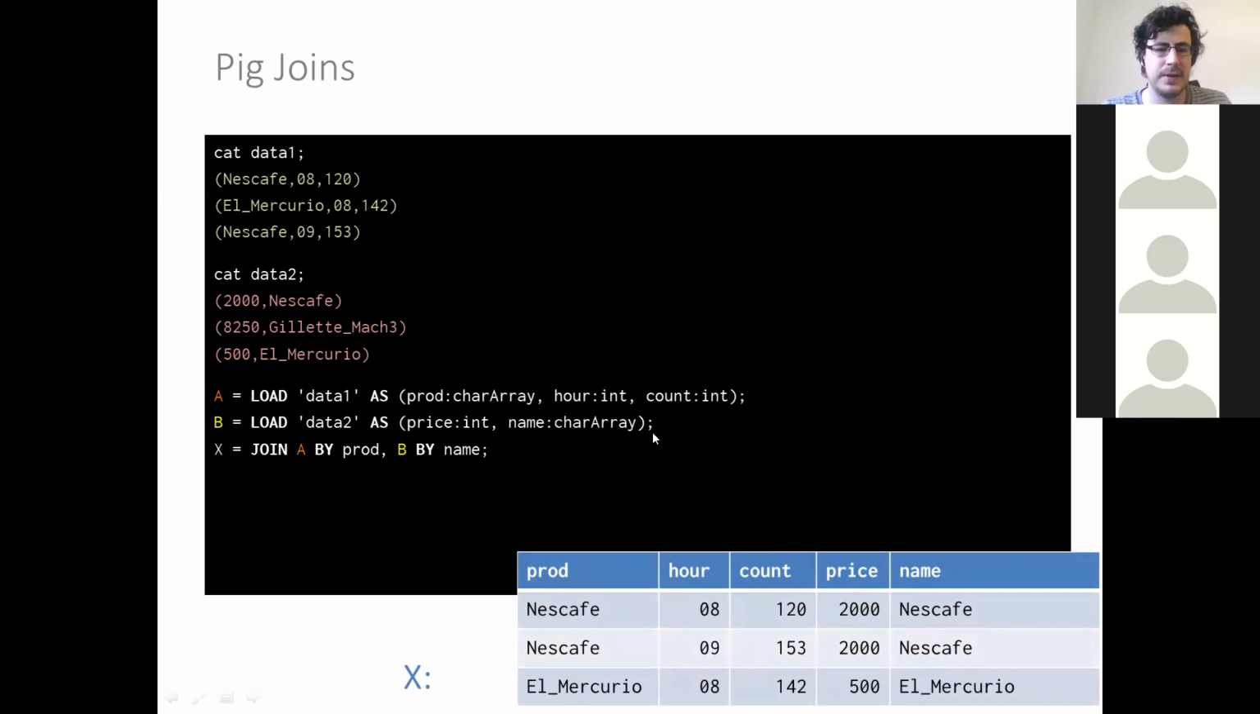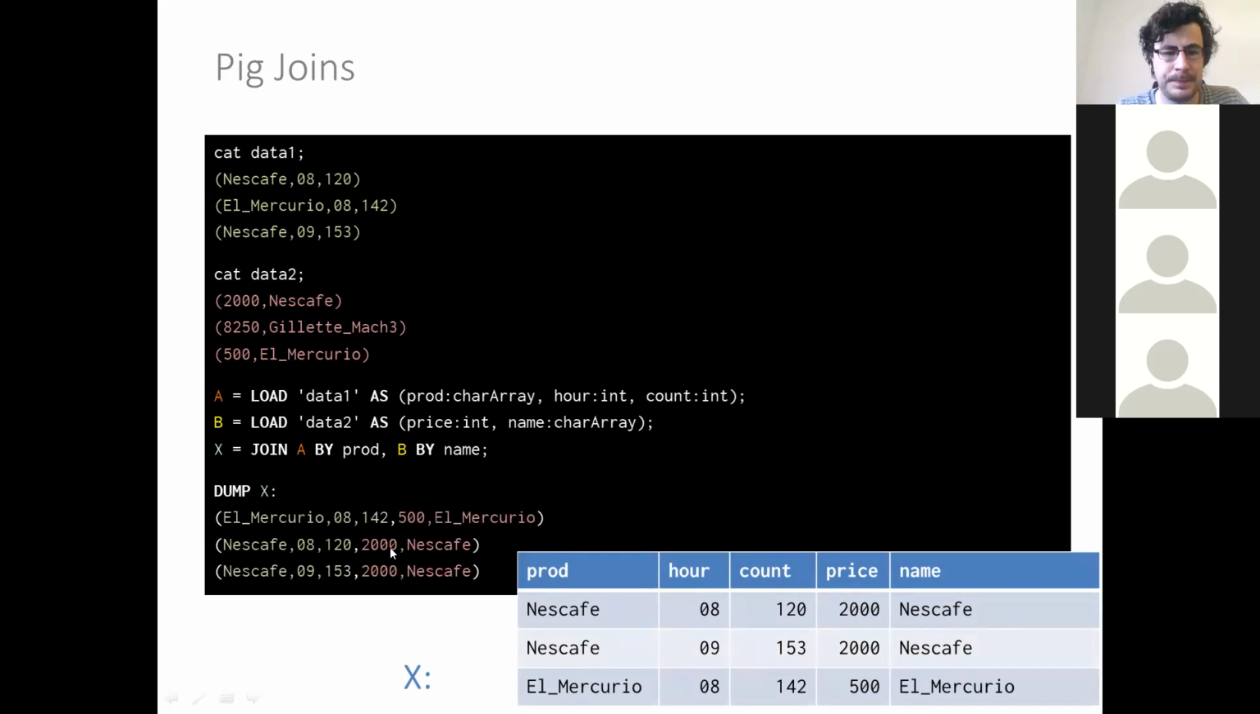Okay. So join A by whatever the join key is in A, B by whatever the join key is in B. And here's how the data will look, right? This is the part that comes from A, and this is the part that comes from B, or data 1 and data 2.